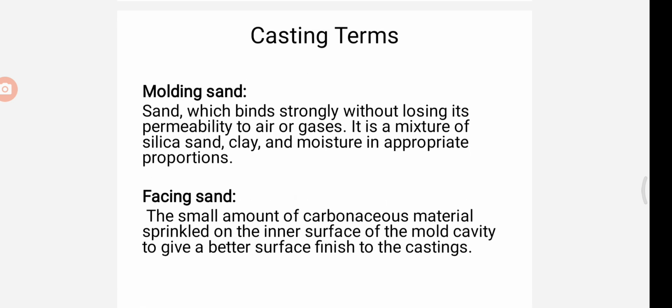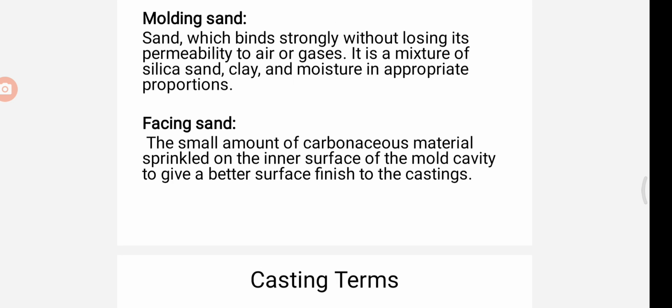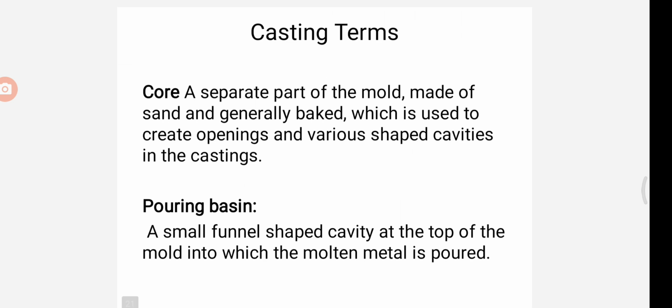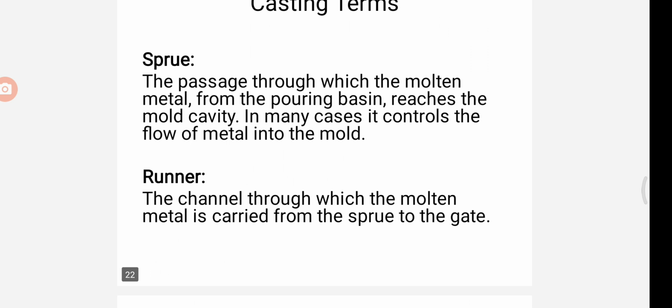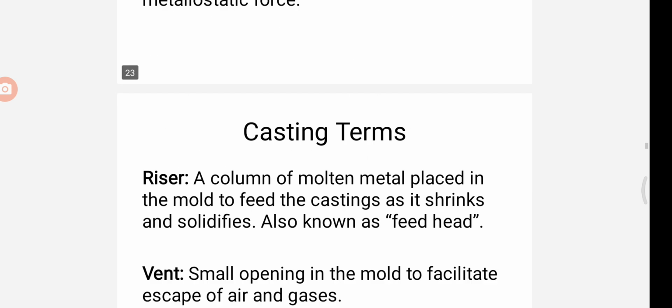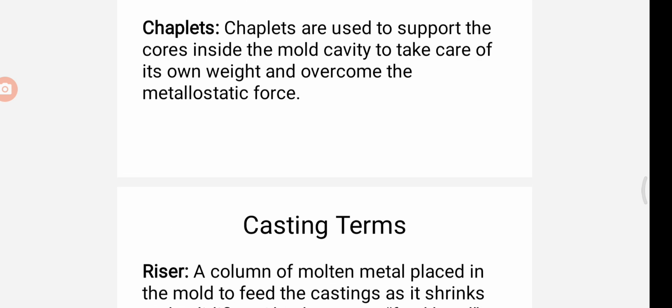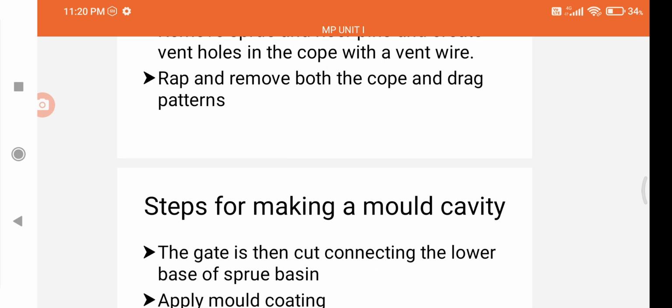So already we have seen the casting terms. Inside the mold there will be the molding sand. We are using the facing sand. Next, the core also we are using. Next, the pouring basin. The pouring basin is funnel shaped. Next, the sprue, runner, gate, chaplet, riser, vent. These are all the things we are using for producing the casting. These are all the steps that we have to follow for making a mold cavity.